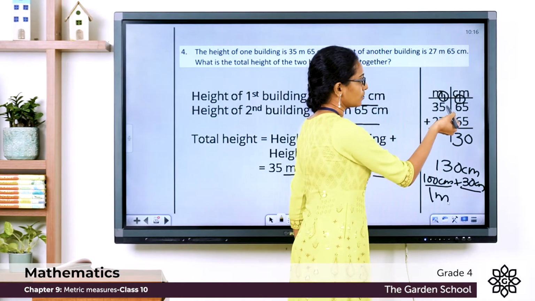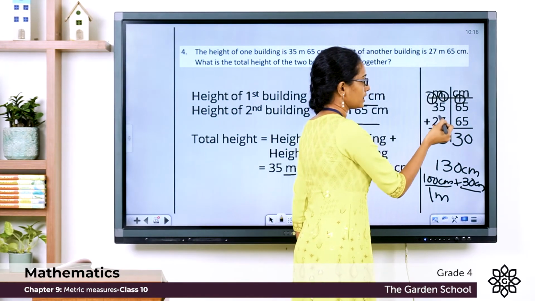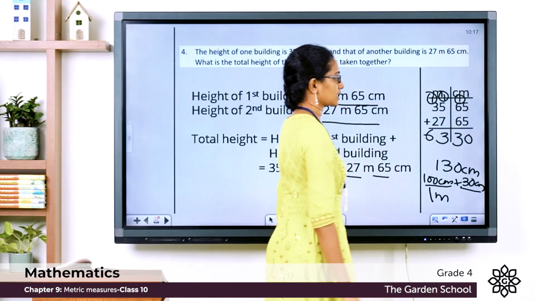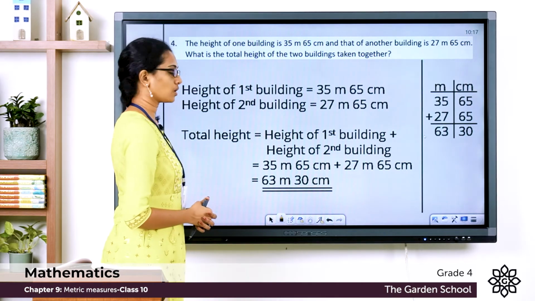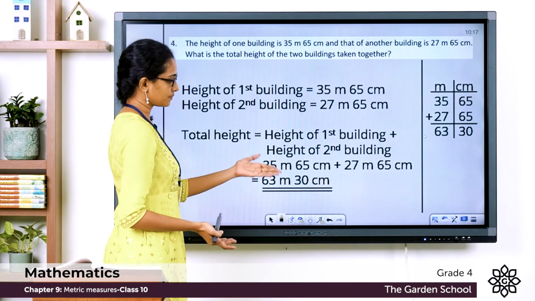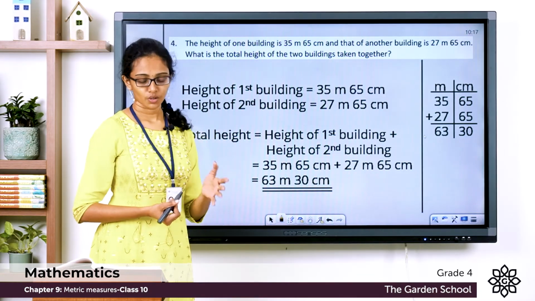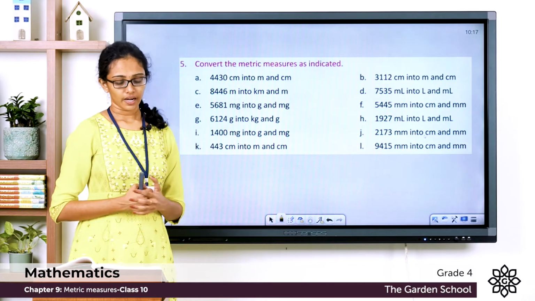Now here we have 5 plus 7, 12 plus 1, 13. A carry over here. 3 plus 2, 5 plus 1, 6. So what is the sum of the two heights? The total height of the two buildings taken together is equal to 63 meter 30 centimeter. Hope this is clear to you. Let's move on to the next question. Question number 5.